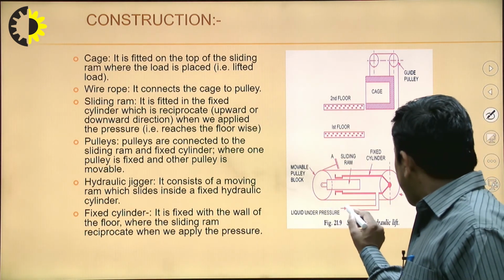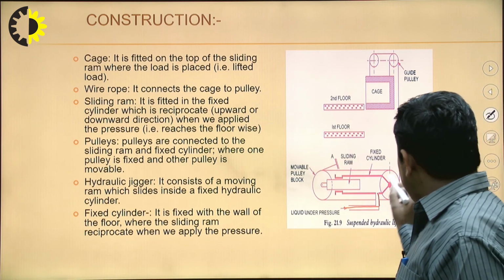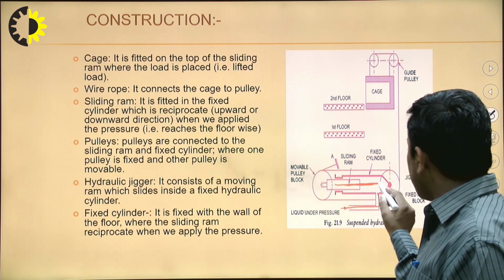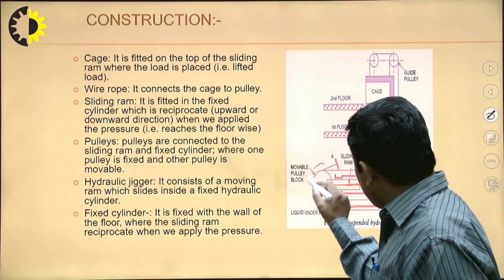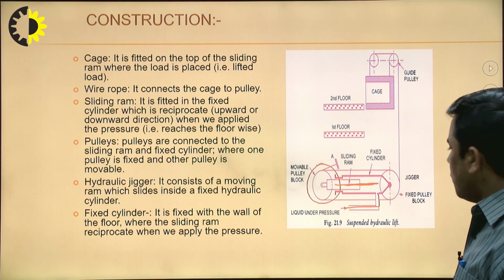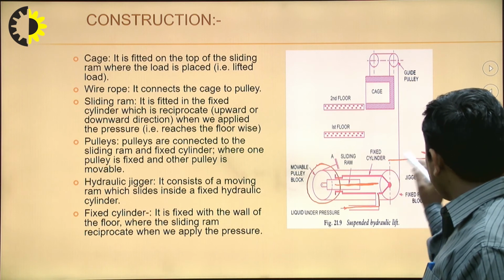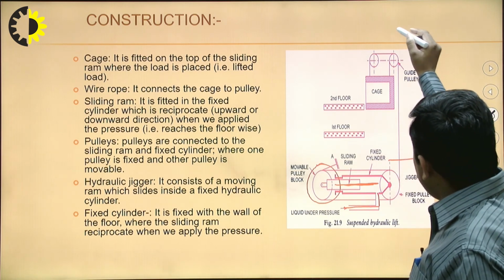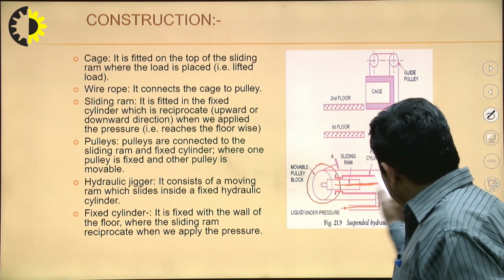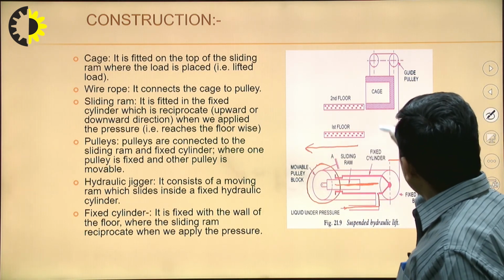The liquid under pressure is coming here. With the fluid pressure, this sliding ram is moving. This sliding ram is reciprocating, and it is connected to the movable pulley. So, as the pulley is moving, if the pulley moves towards the right, what happens? This rope goes upward and this cage comes downward. Or as the movable pulley with the fluid pressure goes towards the left, in that condition this cage goes upward.